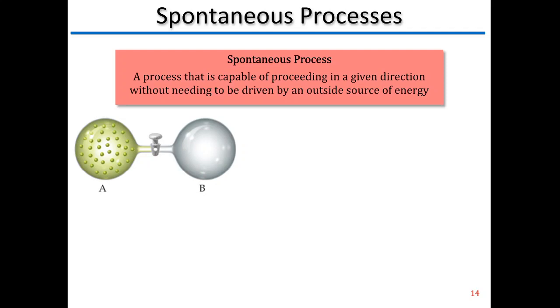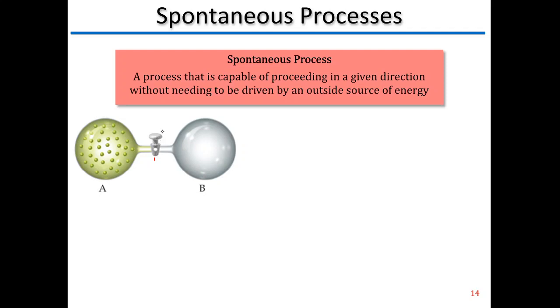A spontaneous process is a process that is capable of proceeding in a given direction without needing to be driven by an outside source of energy. So it's a process that will just naturally occur. First let's look at an analogy. Here we have two glass bulbs. One is full of a gas, and the other is under vacuum. Then we have them separated by a valve, so the two bulbs are blocked from each other.